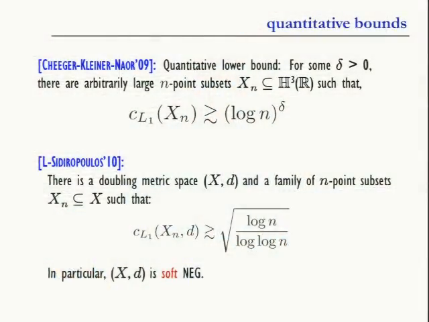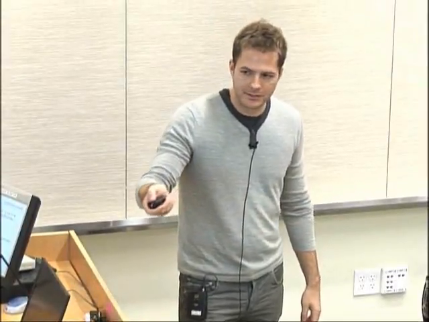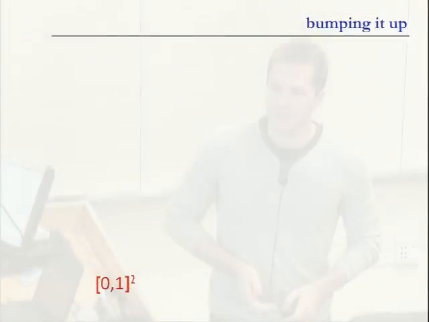So what I'm going to present now is a doubling space which gets almost the optimal bound on square root log n as a lower bound. So it says that now we have some techniques to get in the right ballpark of the correct asymptotic bound.